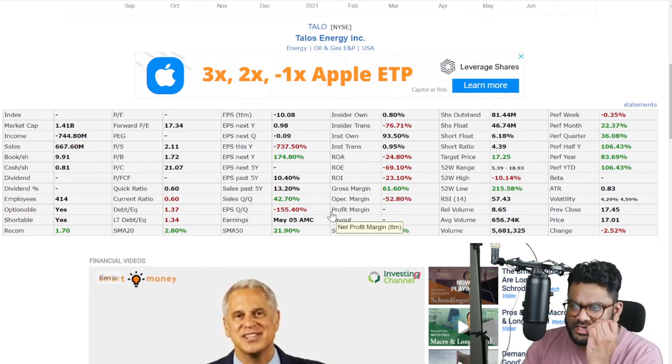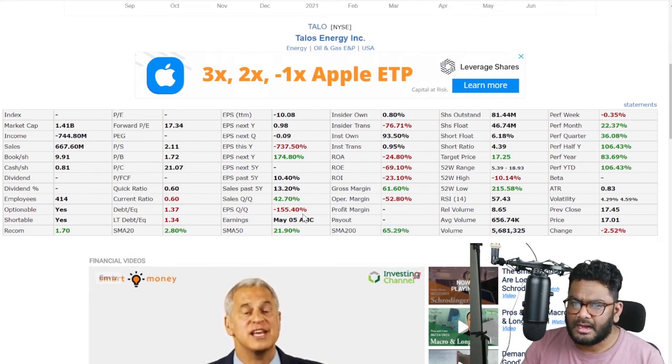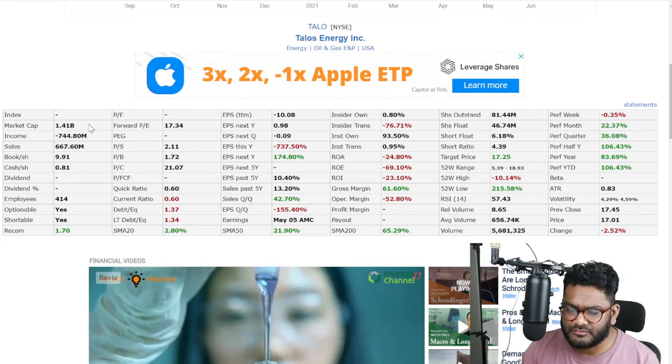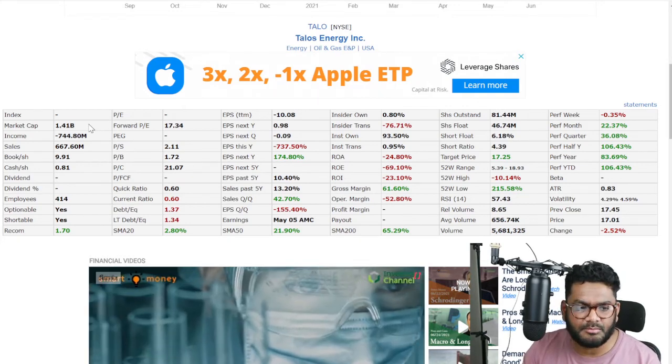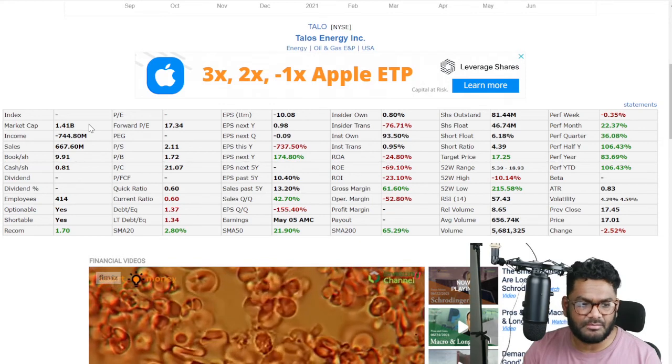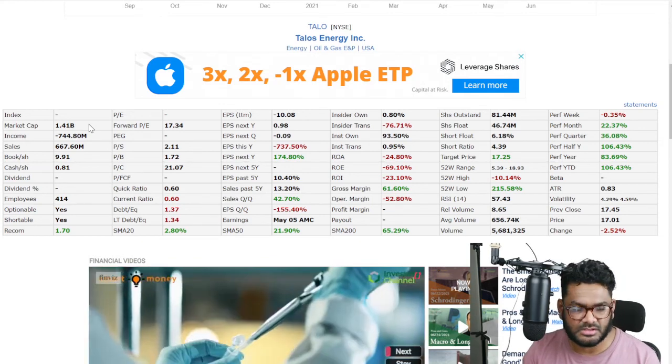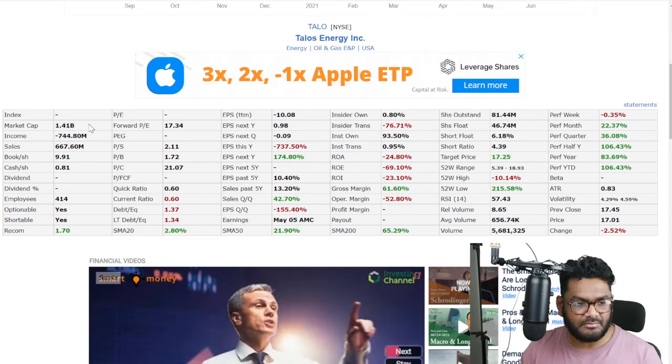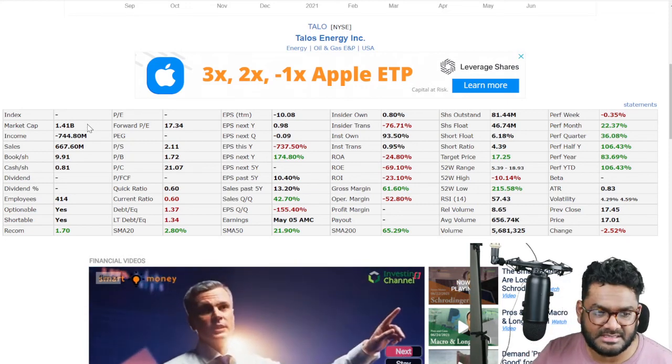There are a few things that you can follow. First of all, you can check the market capital of the company, meaning it's a 1.41 billion market capital. It's not really a big company, to be very honest. Any company over 10 billion, 20 billion, you should consider as a medium-sized company.